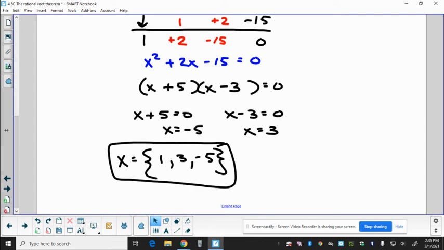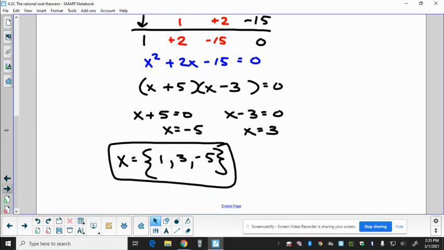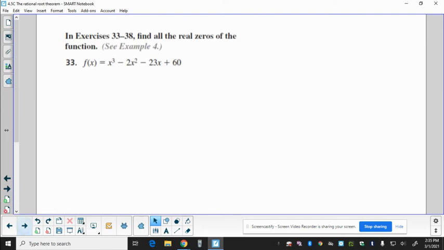Now, looking back up at the original list, you probably see all of those in that list. But remember, there's no guarantee of that. At least one solution will come from that list. Okay, next question.